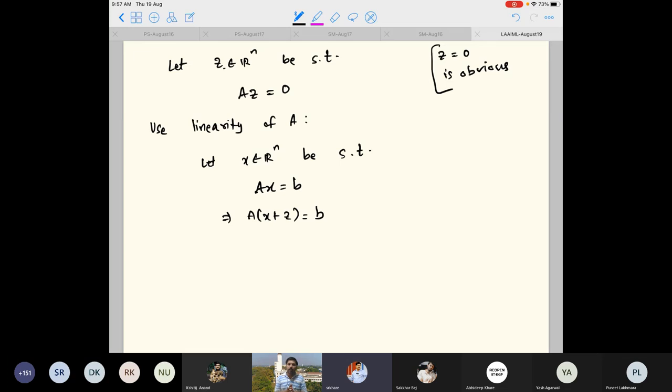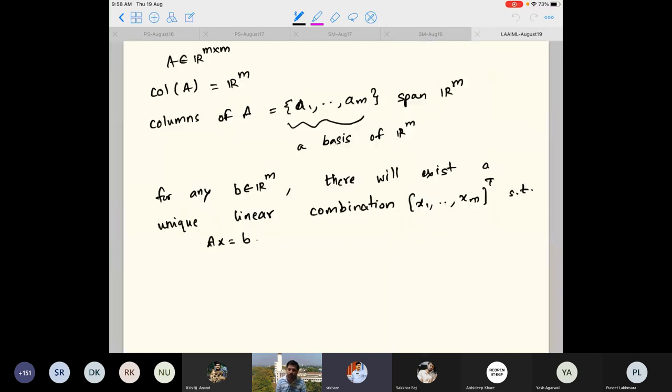Can I say that? Do you see how I have used linearity of A here? A of x plus z is actually equal to Ax plus Az. In fact, what I can say is that A of x plus alpha z is equal to B. Is that right? A linear multiple of 0 is still 0. So if I find one vector z, then all the linear multiples of z, that means the entire one-dimensional subspace, I can choose in the direction of z, and A into x plus alpha z is equal to B.